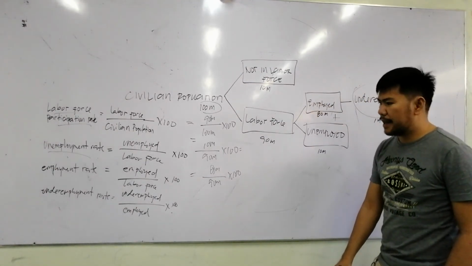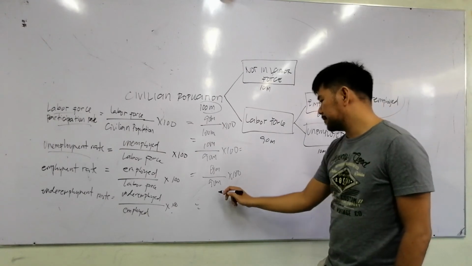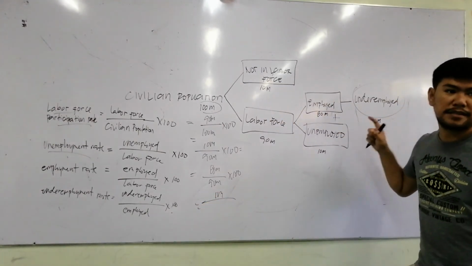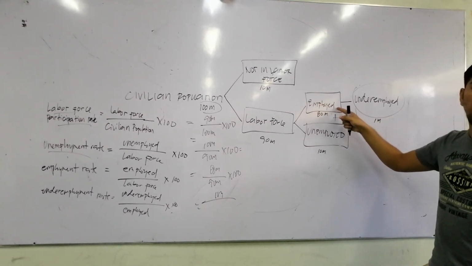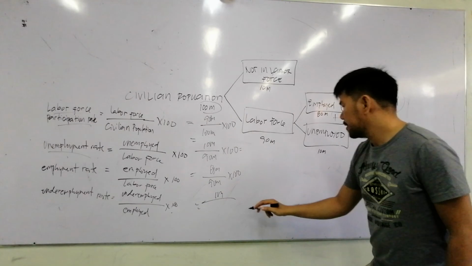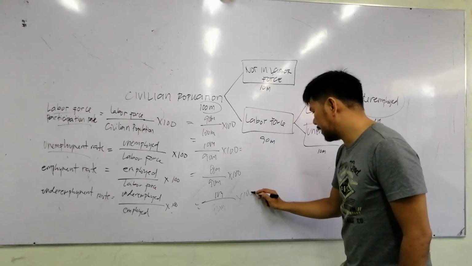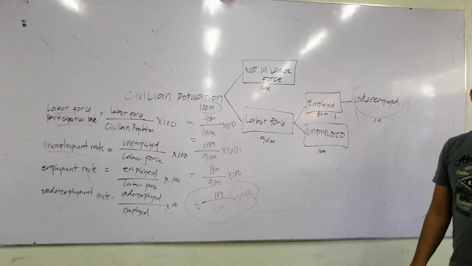And for the underemployment rate, we have 1 million. The denominator here is the employed, because this is a certain part of employed people who are underemployed. Divided by 80 million times 100. Questions?